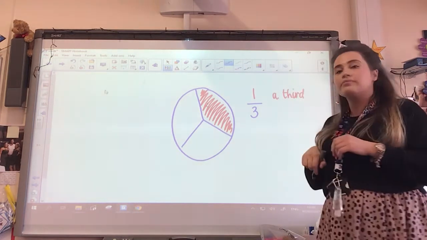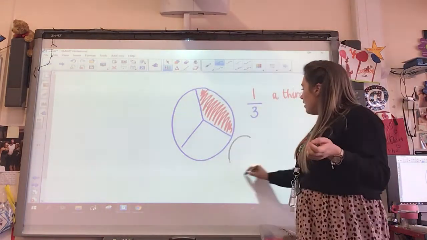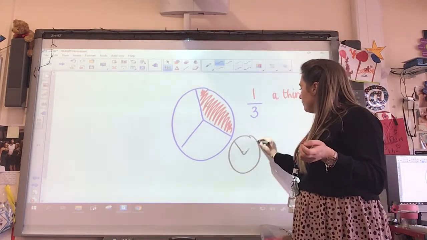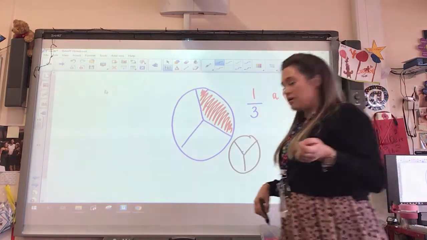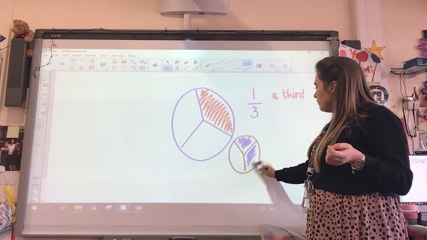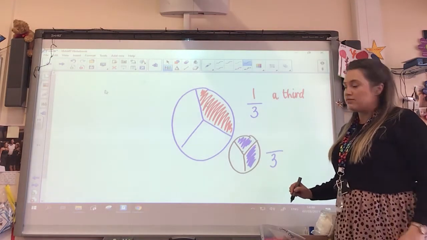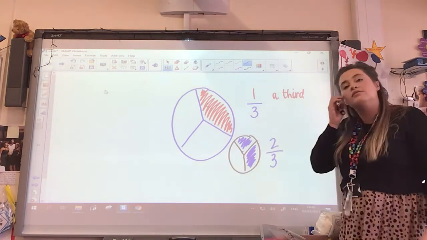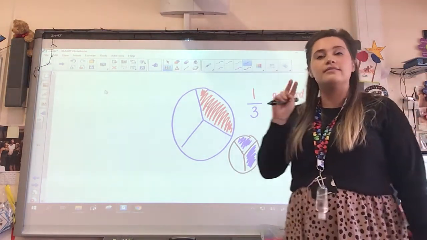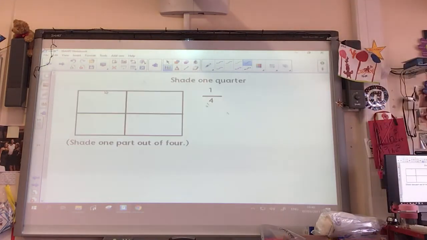Now if I was to do the same thing again, but make that a bit smaller, this time I'm going to colour in 2 equal parts. My denominator is 3, because there are 3 equal parts altogether, and my numerator is 2, because there are 2 parts coloured in. So let's move on to having a look at some other shapes.